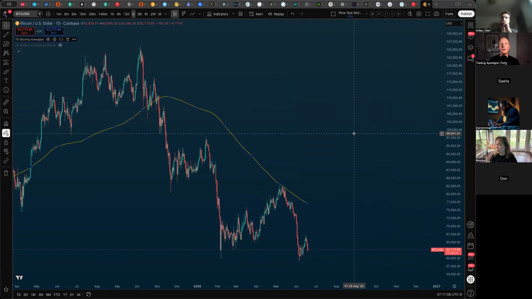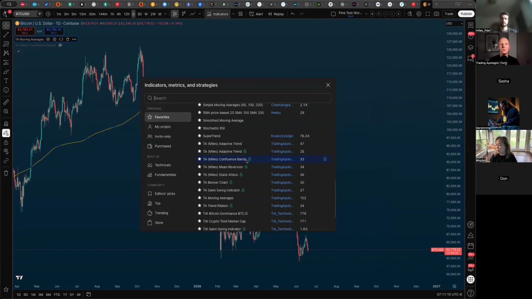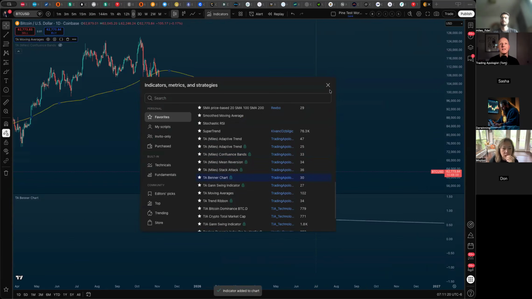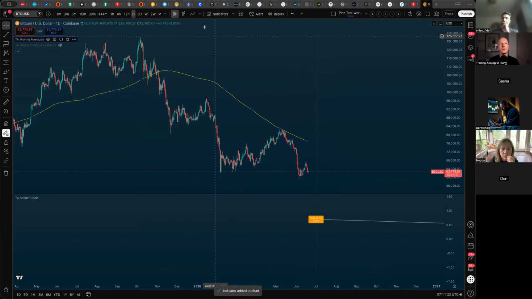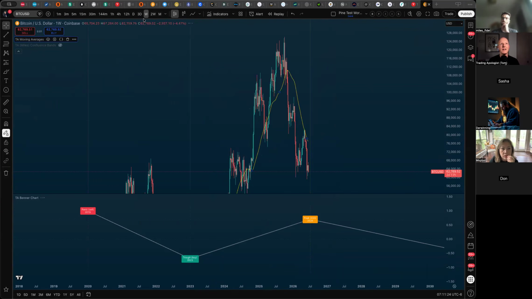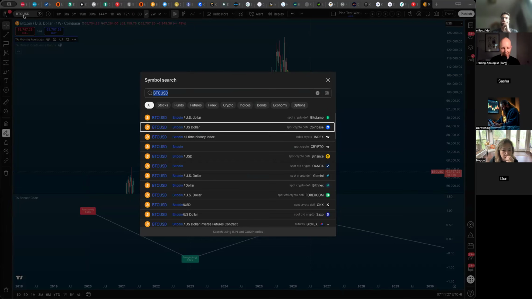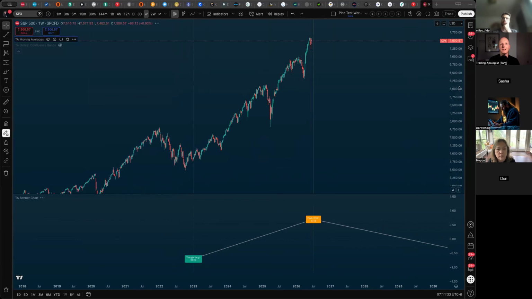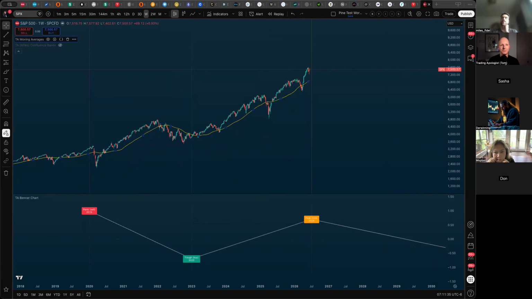The next one I wanted to mention briefly is the Benner cycle, and this one we won't spend much time on at all, but this is one that you might check in with every few months. So if we pull that up, this is really just about the larger time frame cycle analysis. It's meant to be viewed on the weekly or the monthly, and we'll go to the SPX for this just to give us something with a lot of history.